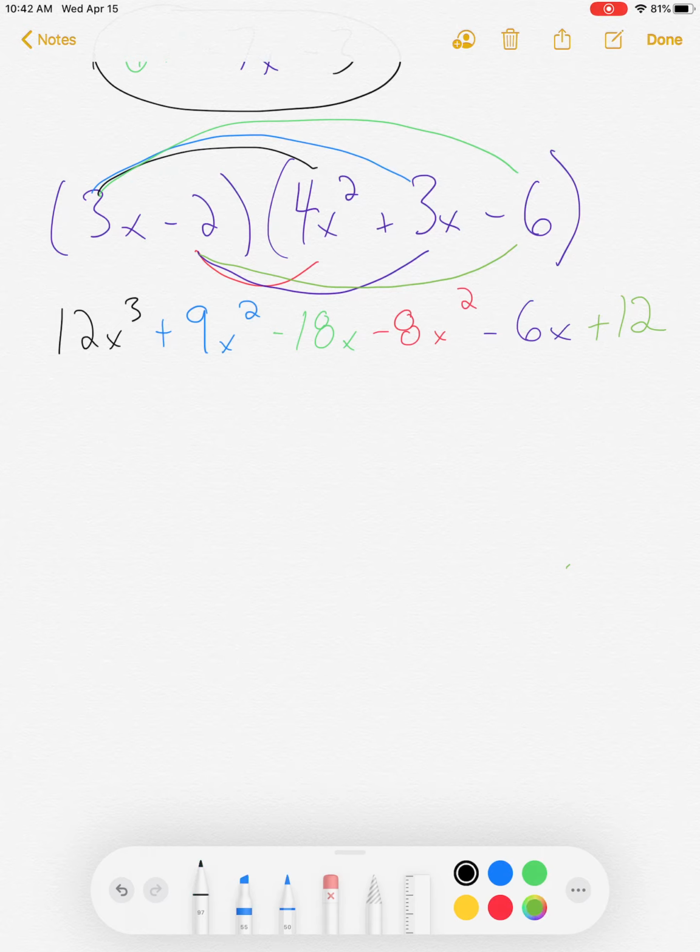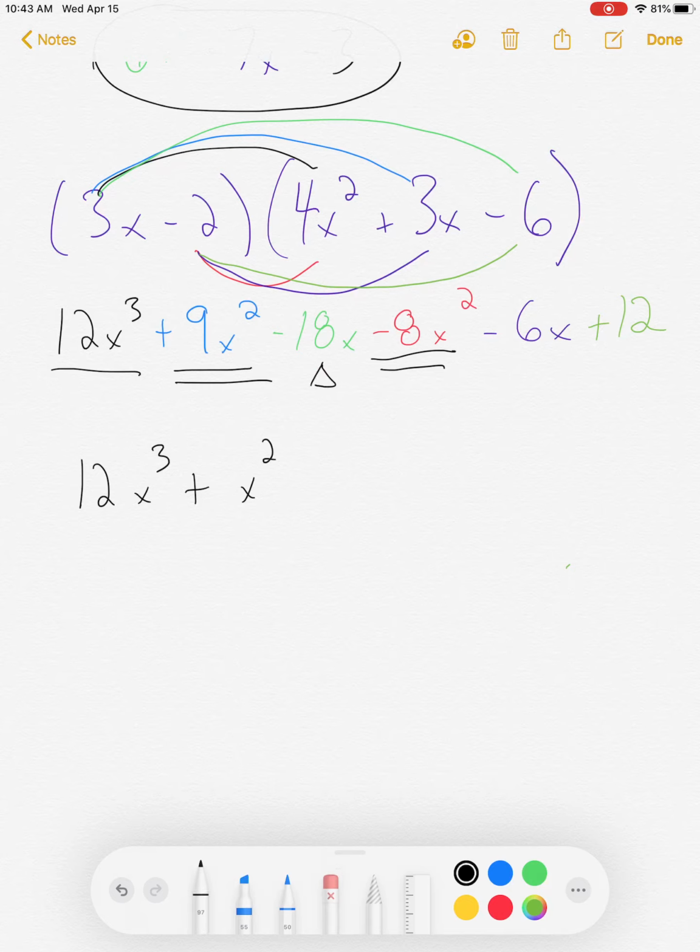Okay, this looks very big and scary, but all we got to do now is CLT, combine like terms. So let's start with our things to the third power. I have a 12x to the third, and that's the only thing to the third power that I have in this big long equation. So this turns into just 12x to the third. Next up, let's do everything to the second power. Here's a positive 9x squared. Here's a minus 8x squared. 9x squared minus 8x squared just gives you a plus 1x squared. But again, if it's 1 like that, we don't have to write the 1 as a coefficient. We just know it's a 1 in front of the x squared.